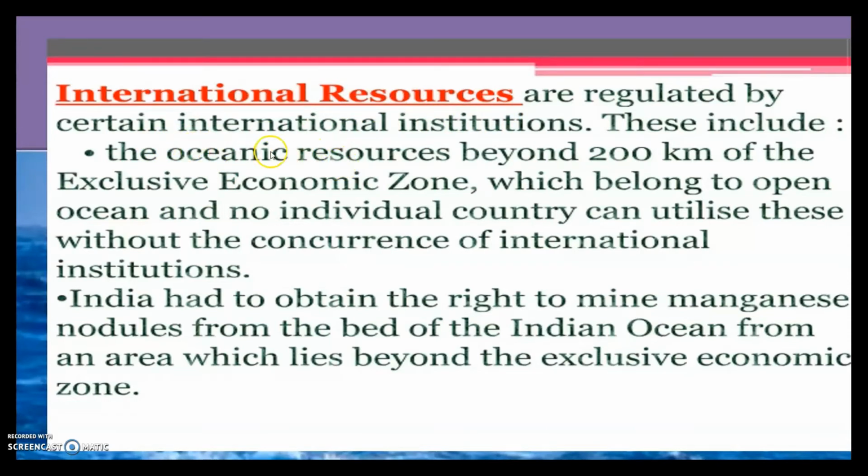These international resources include the oceanic resources beyond 200 kilometers of the exclusive economic zone, which belong to the open ocean, and no individual country can utilize these without the concurrence of international institutions. India had to obtain the right to mine manganese nodules from the bed of the Indian Ocean from an area which lies beyond the exclusive economic zone.